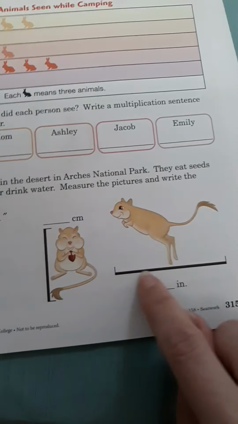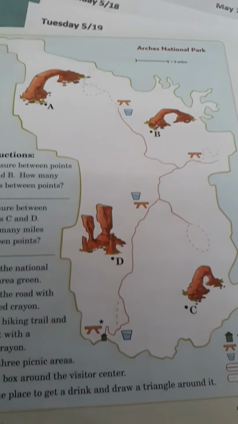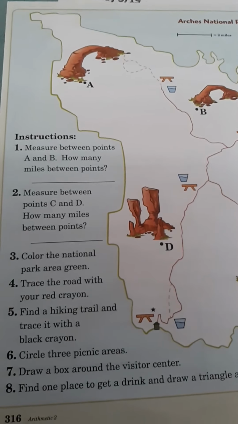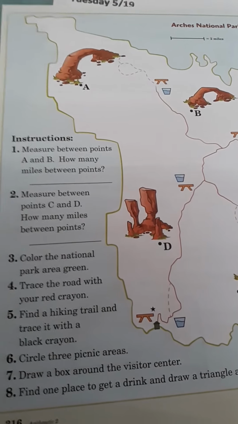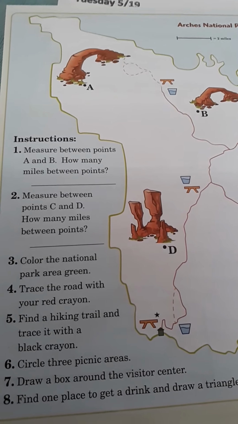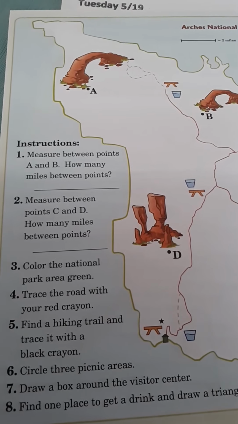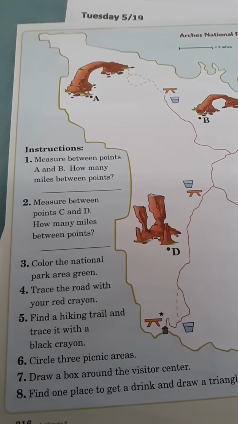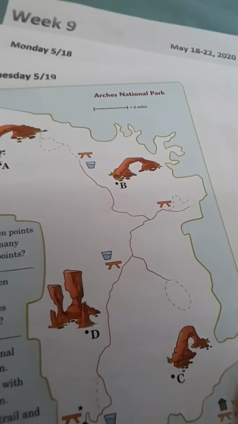All right, and then flip your page. All right, on this side, there is a map with letters on it, which is interesting since this is an arithmetic page. Let's find out what is going on. In section 1, it says measure between point A and B. How many miles between points? I don't even know. How would you know? Well, let's find out what's up here.